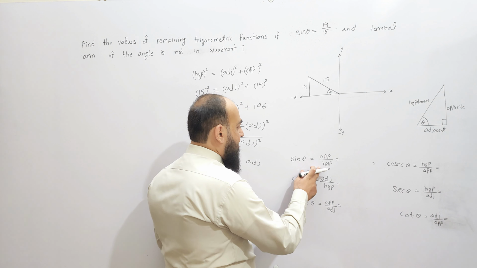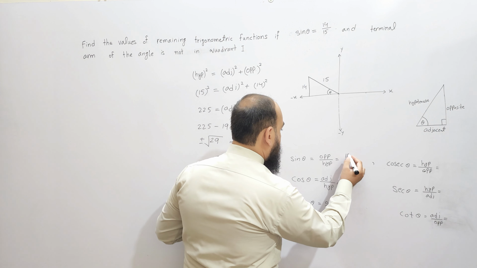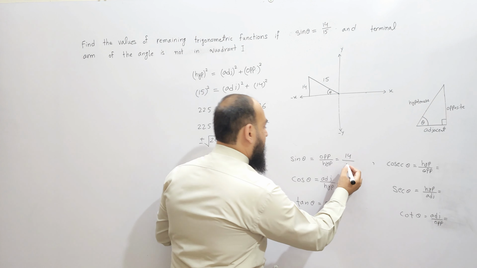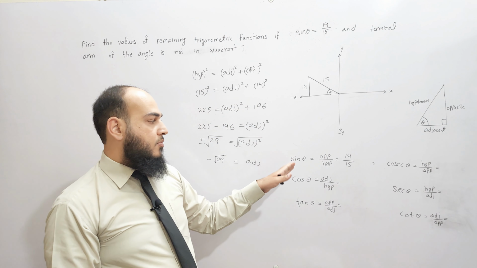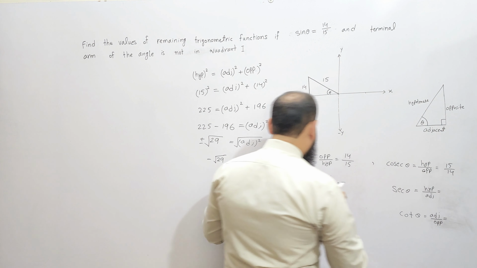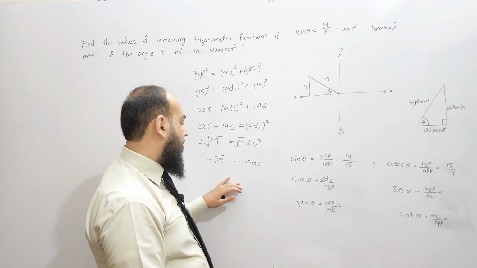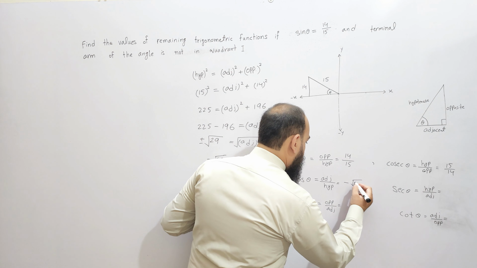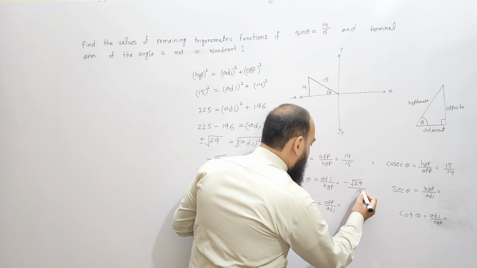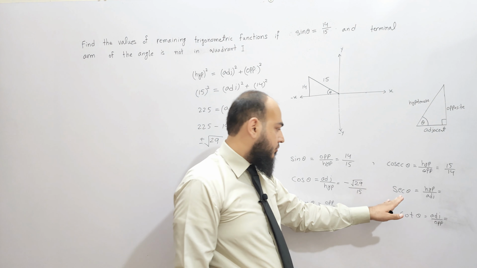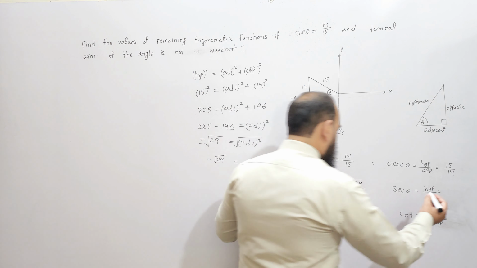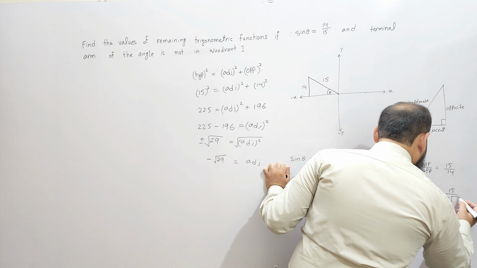Sine theta is equal to opposite over hypotenuse. Thus opposite is 14 and hypotenuse is 15. And cosecant is the reciprocal of this, so it will become 15 over 14. And cos theta is adjacent over hypotenuse. Adjacent is minus square root of 29, hypotenuse is 15. And the reciprocal of cos is secant, that is 15 over minus square root of 29.